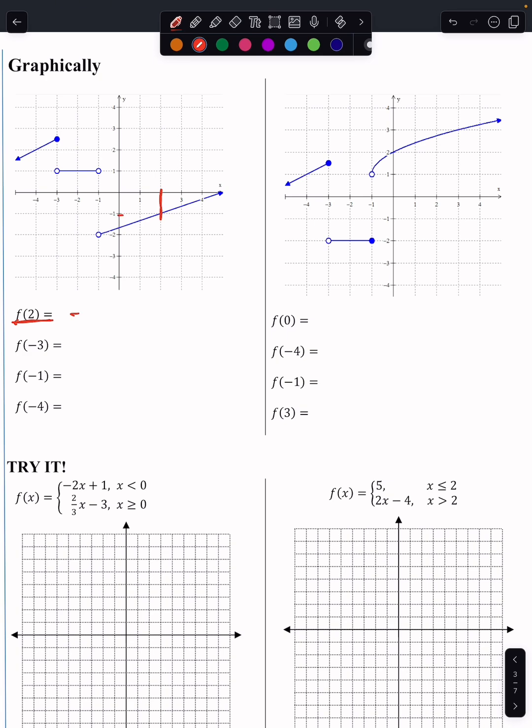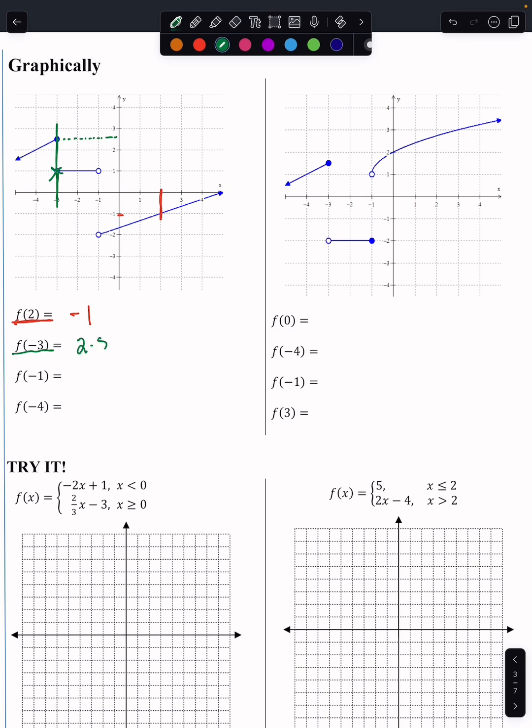Where does negative 3 touch? So let's go to negative 3. Uh-oh. It seems to touch at 2 places. And remember when we were graphing inequalities that when you have an open circle, that number is not included. Open circle, that number is not included. So it can't be this one. So that means it has to be this one, which looks like about 2.5. Okay.